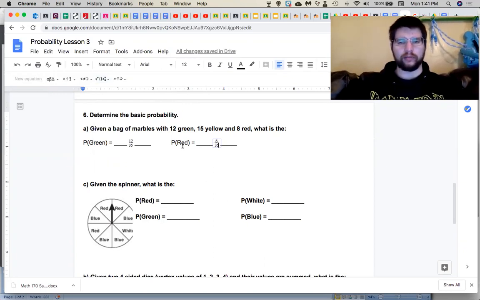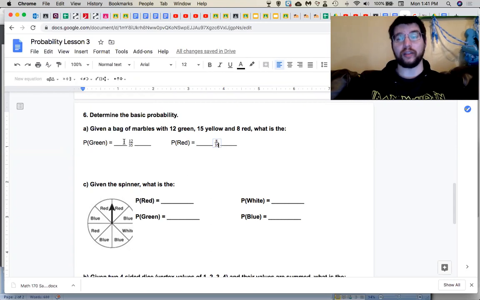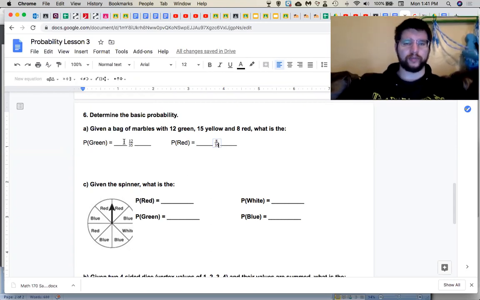So there we go. Done. 8 over 35. If these fractions were simplifiable, I suggest going ahead and doing that. These are not, but if you were to see it on an end of course test or the ACT or something, they will most likely be simplified fractions. So make sure you know how to simplify a fraction.